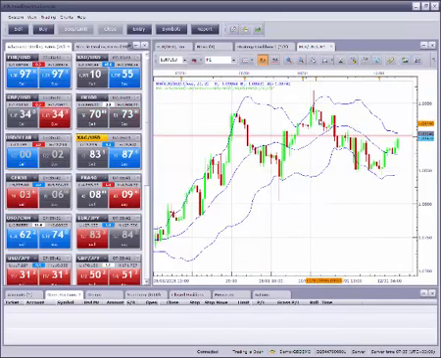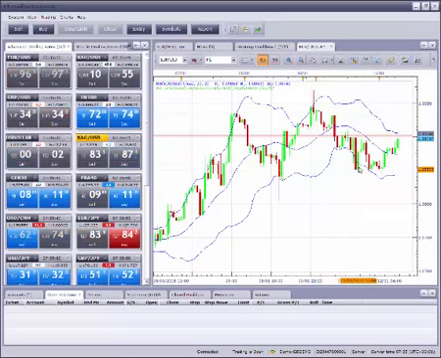Another one up here, closed outside, closed back inside. You would have sold it there, price came down from here. Down here, closed outside, closed back inside. You would have bought it there and then closed it when it came up to your middle band here.